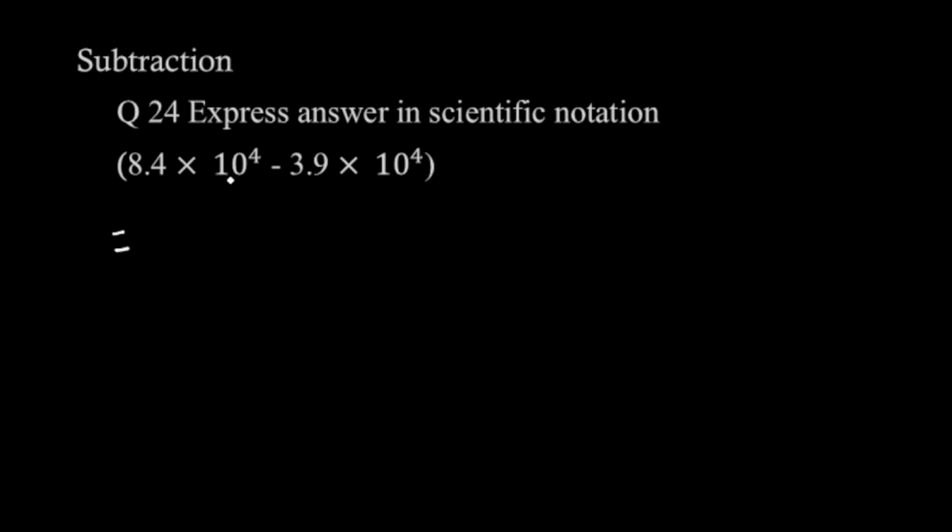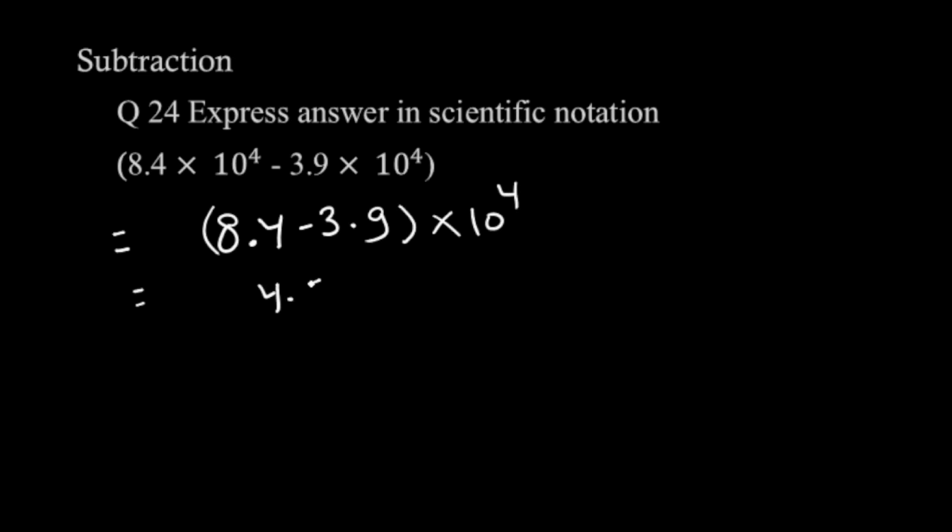8.4 multiply 10 to the power 4 minus 3.9 multiply 10 to the power 4. We have same power 4. So we can use distributive property to subtract. That means 8.4 minus 3.9 multiply 10 to the power 4. 8.4 minus 3.9 is 4.5. 4.5 multiply 10 to the power 4. Next question.